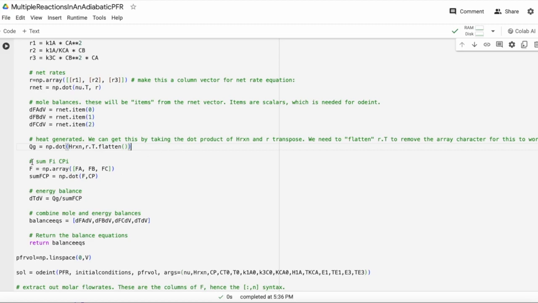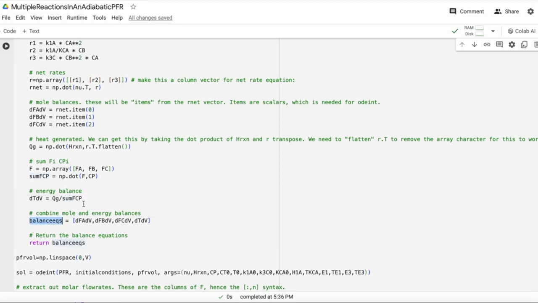All right, similarly, I'm going to do that with my heat capacity terms. So I'm going to take my flow rates, put those temporarily into a vector, and dot that against my heat capacities. That should give me my total heat capacity term. And then I can use that to sum up my energy balance. The nice thing about that is I get a pretty simple expression for my energy balance.